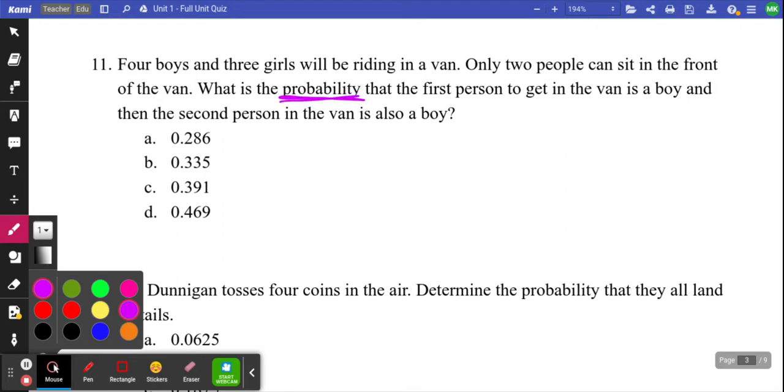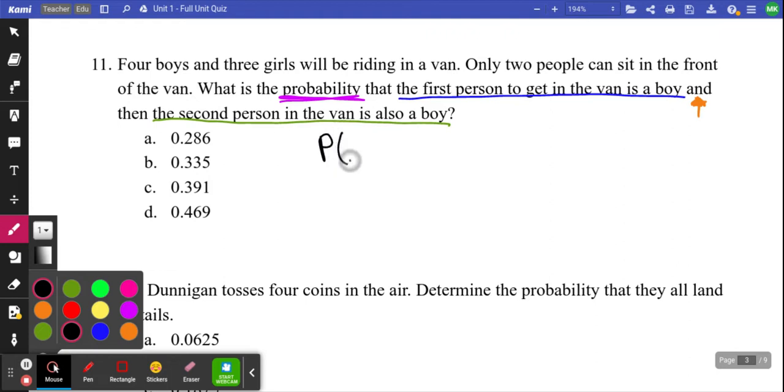So I'm doing want versus possible. But there's another key here. There's 2 things that happen. The first person is a boy. The second person is a boy. And this keyword: and. What it's asking is, what is the probability of the first thing and then the second thing happening?